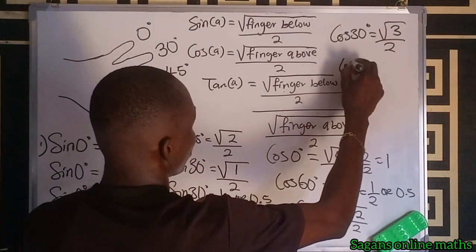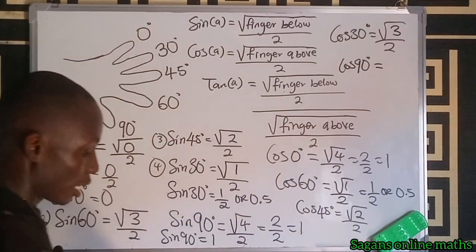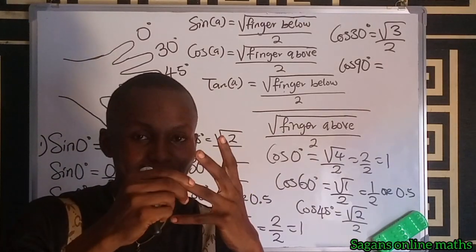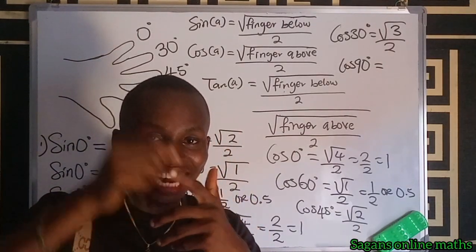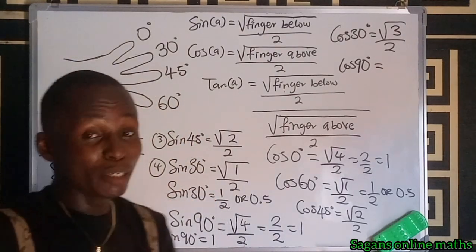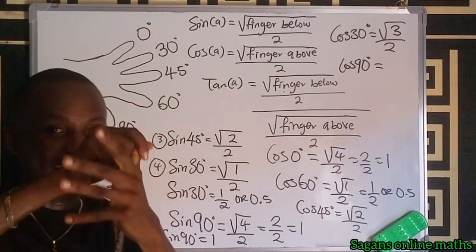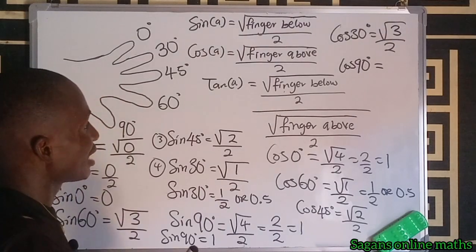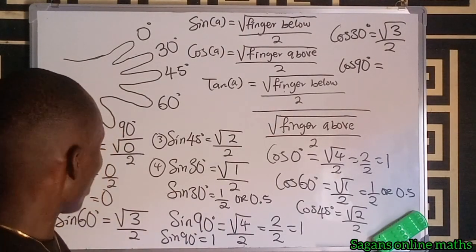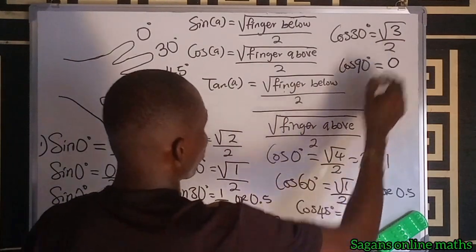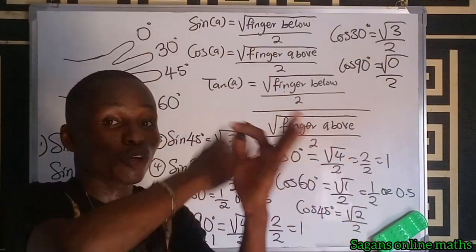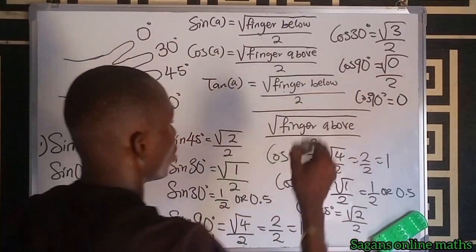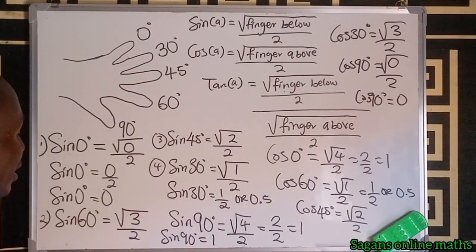So cos 90 degree is equal to what? This is about 0, 30 degree, 45 degree, 60 degree, and 90 degree. And take note that cos simply means the number of fingers above divided by 2. Look at this, this is 90. Look at above. Above is nothing. Are you seeing above? So cos 90 degree is 0, because square root of 0 divided by 2, because above we have nothing. So cos 90 degree is equal to 0. Wow. This is amazing.